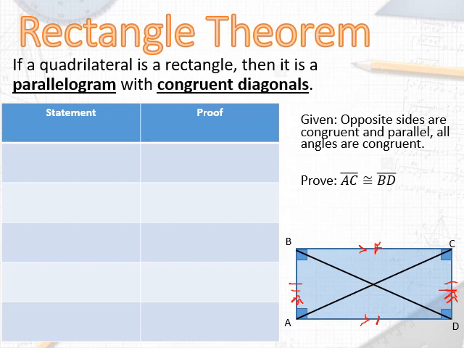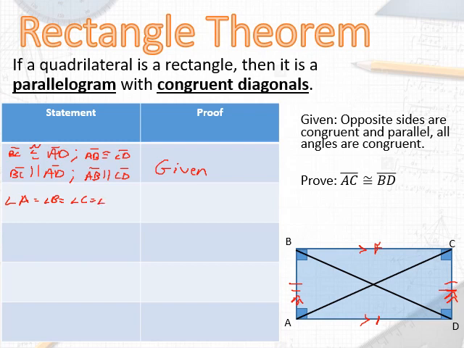We've got BC is congruent to AD, and we've got AB congruent to CD. And then we've got BC is parallel to AD, and AB is parallel to CD. That's given. And then we'll also say angle A is equal to angle B is equal to angle C, which is equal to angle D, which is all equal to 90 degrees. And that's given.